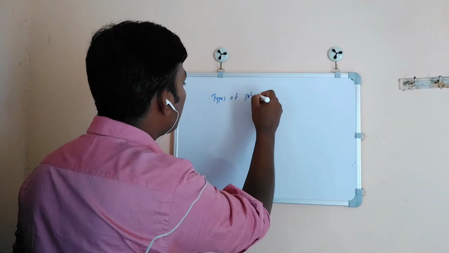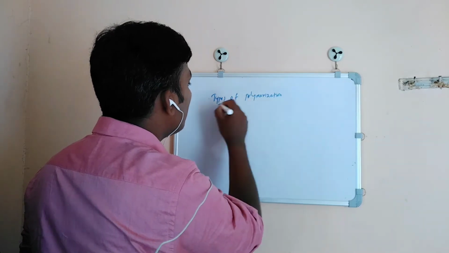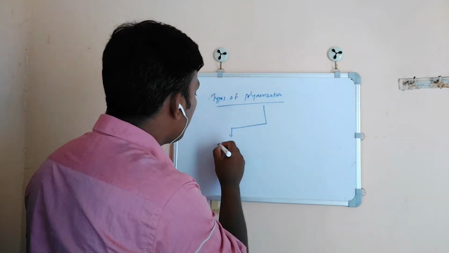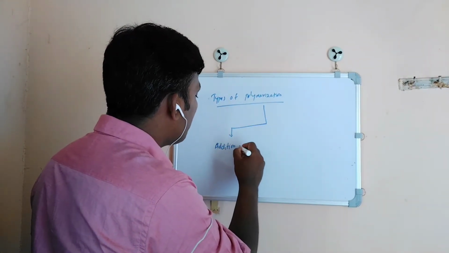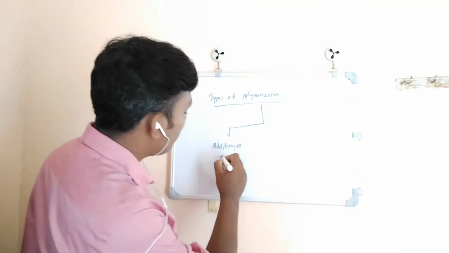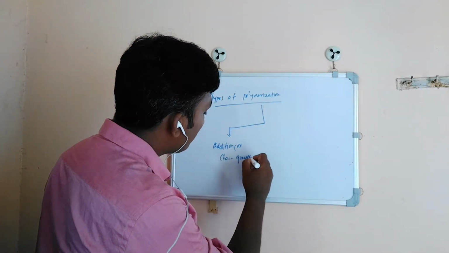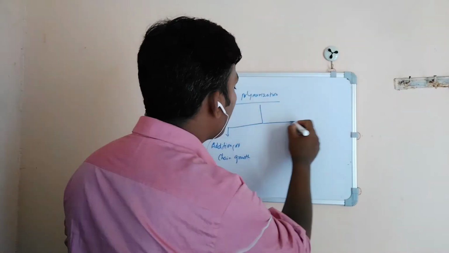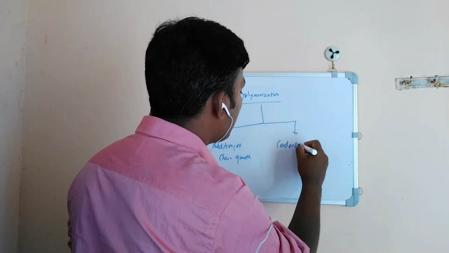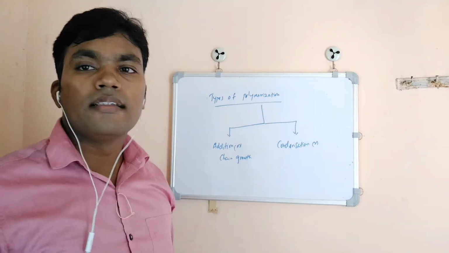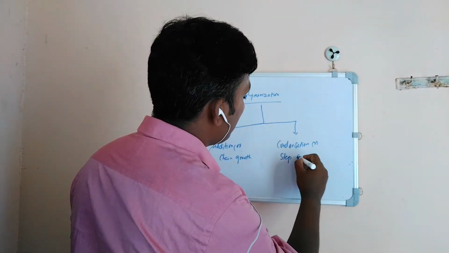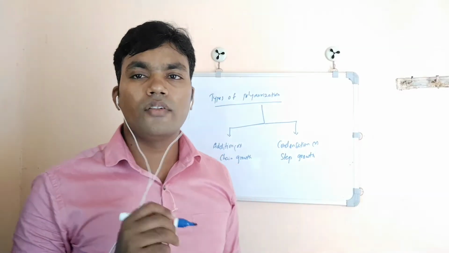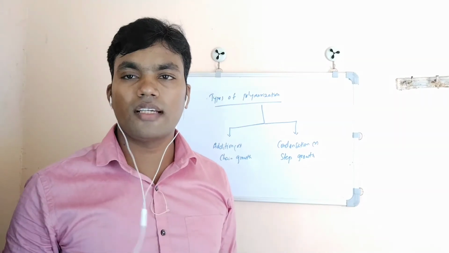Types of polymerization reaction. In general, the polymerization reactions can be classified into two types. First one is addition polymerization or chain growth polymerization reaction. The second one is condensation reaction or step growth polymerization. In this class, you are going to learn addition or chain growth polymerization reactions with some examples.